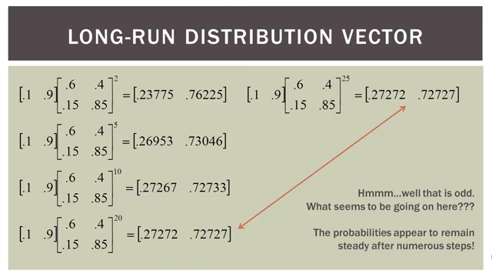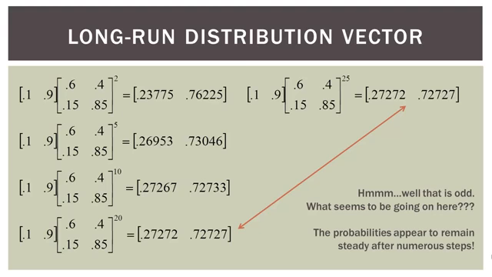The long-run probabilities stopped changing. So our transition matrix to the 20th power gave us the same result as our transition matrix raised to the 25th power. And if we did the 50th power, it would still be the same. It just stopped changing the more we went into the future. Our probabilities stabilized, and we call those the steady state probabilities.